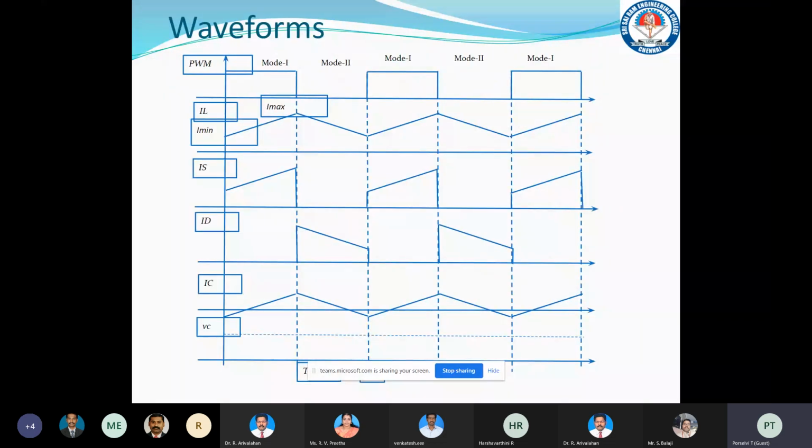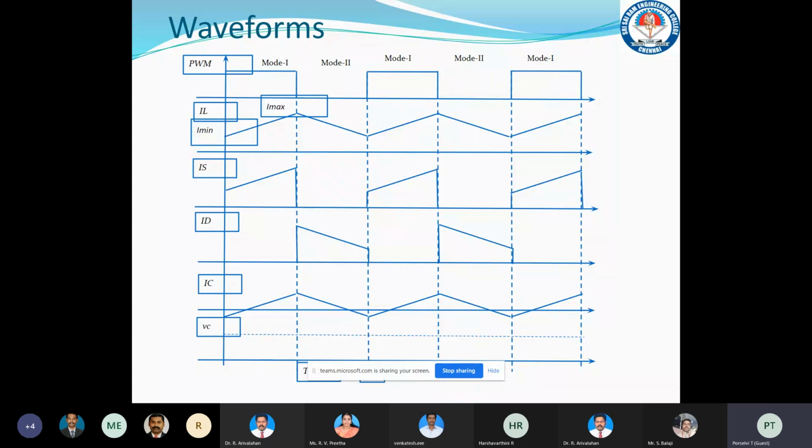And these are the different waveforms which are taking place during mode 1 and mode 2. The first waveform shows the PWM signal waveform. This is the signal which is given to the gate terminal of the switch. And the second waveform shows the inductor current waveform, which varies between two values, I minimum to I maximum. Here we have assumed the conduction to be continuous conduction.